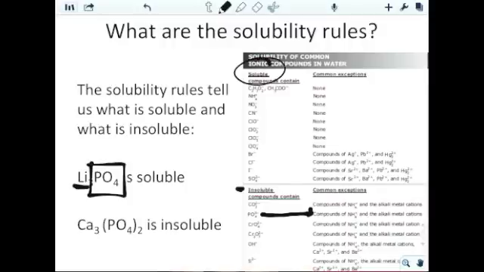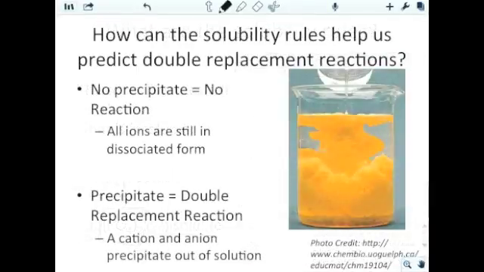We have our calcium phosphate, which it says is insoluble. There's phosphate, that's what it's bonded to. The exceptions are ammonium and alkali metal cations. So this is an alkaline earth metal, so it's not ammonium, it's not the other exception, the alkali metals, therefore it is insoluble.